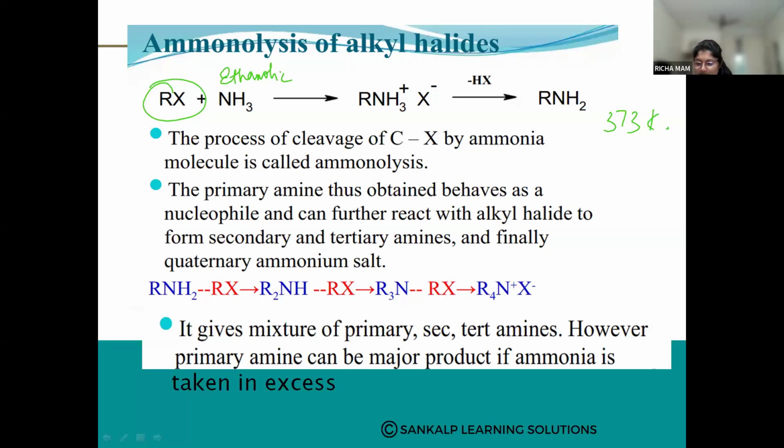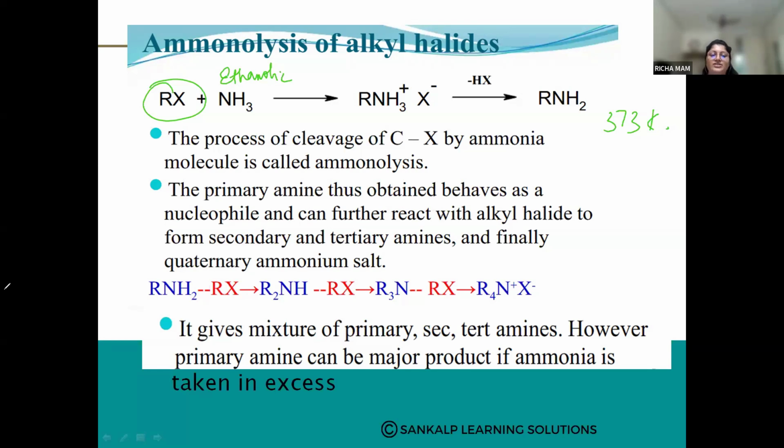So this reaction is called ammonolysis. What is called ammonolysis? An alkyl halide is treated with ethanoic ammonia in a sealed vessel at 373 Kelvin. After successive replacement of hydrogen atoms of ammonia by alkyl or aryl groups, primary, secondary, and tertiary amines form, and finally a quaternary ammonium salt is formed. That is called ammonolysis.